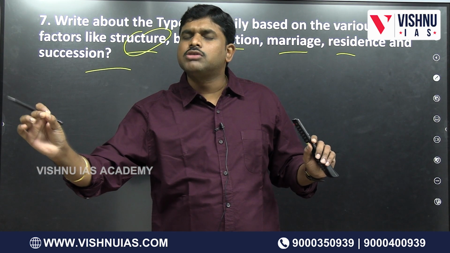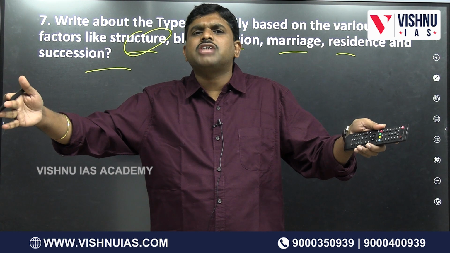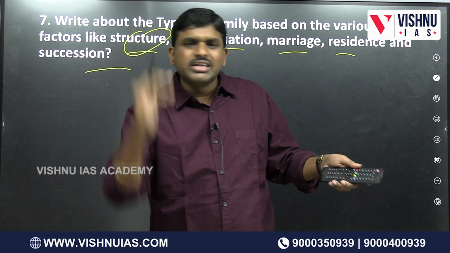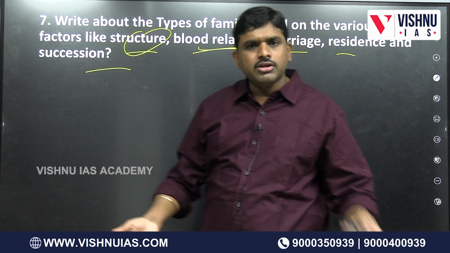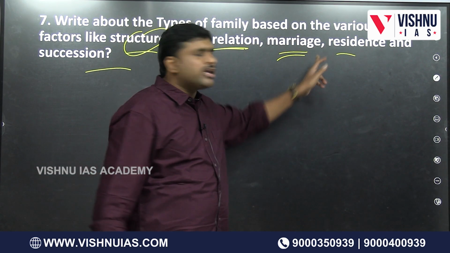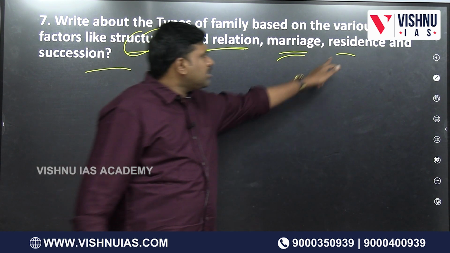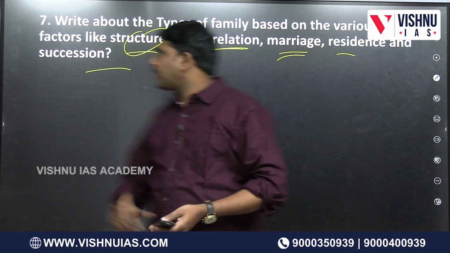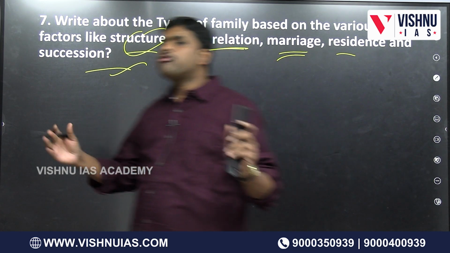What is this extended horizontally? What is this extended vertically? Extended horizontally are the brothers staying together, extended vertically are the sons staying together, the distant people staying. Then blood relations, conjugal, consanguineous, you know. Then you will write about marriage, monogamous, polygynous, polyandrous, polygynandrous families. Then residence, patrilocal, matrilocal, neolocal, avunculocal. Then succession, patrilineal, matrilineal. These are the various varieties of family.